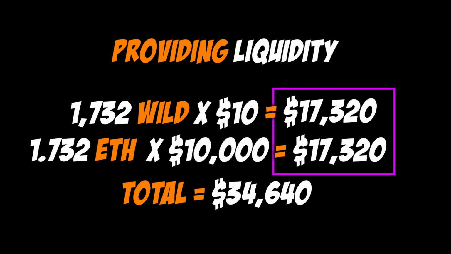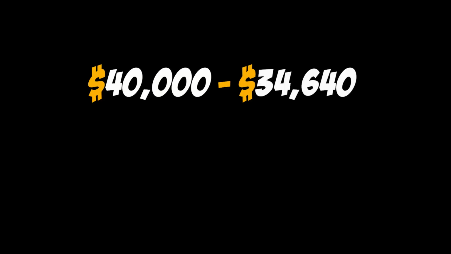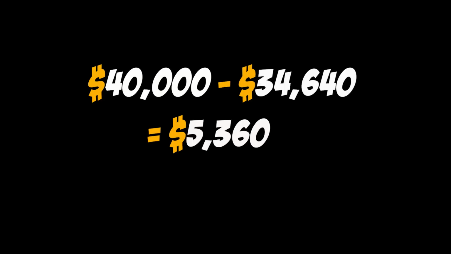So as you can see here, an equal amount of dollars, $17,320 of each token, is what was given back to you when you dissolved your liquidity pool tokens. This is a difference of $5,360, or 13.4%. Okay, now that that is clearly explained, let's continue with the chain reactions.